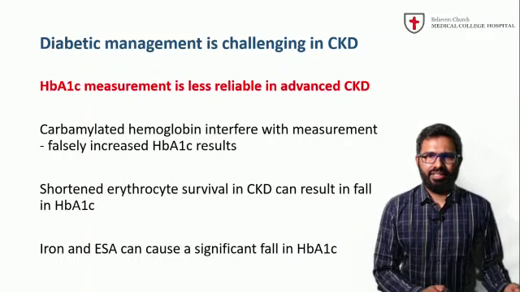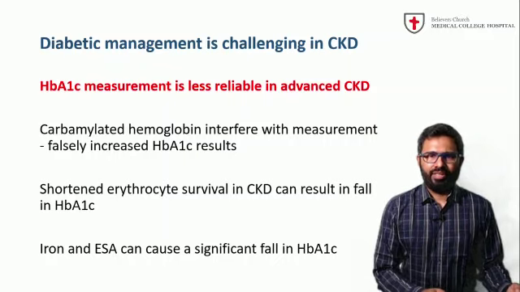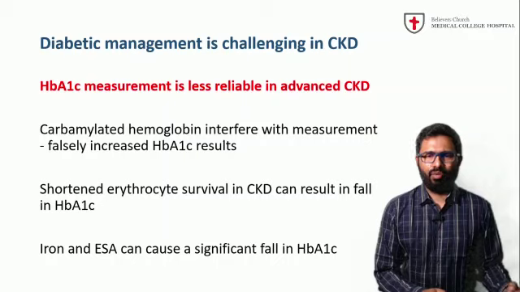Another challenge in CKD patients is that we cannot reliably use HbA1c for monitoring the glycemic status. We know that HbA1c is the gold standard for monitoring glycemic status all over the world, but this becomes less reliable in CKD because in uremic milieu there can be carbamylation of hemoglobin. The carbamylated hemoglobin interferes with the measurement of HbA1c, resulting in falsely high values.